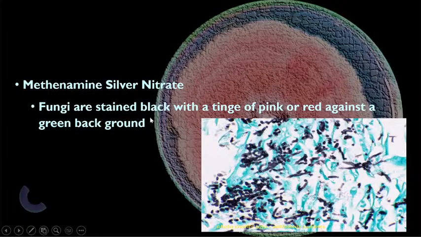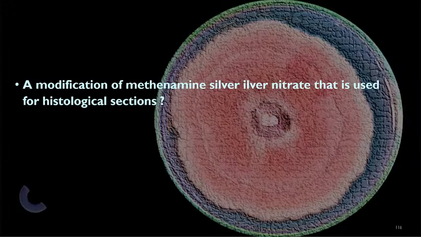Okay, so fungus is stained black with a tinge of pink and red. Okay, so why, sir, are there pictures? Because the majority of the time, the questions that you will be asked for fungi are more or less in ASCP. I cannot describe it to you, but again, these are additional things for you. I'm helping you because I think ahead.